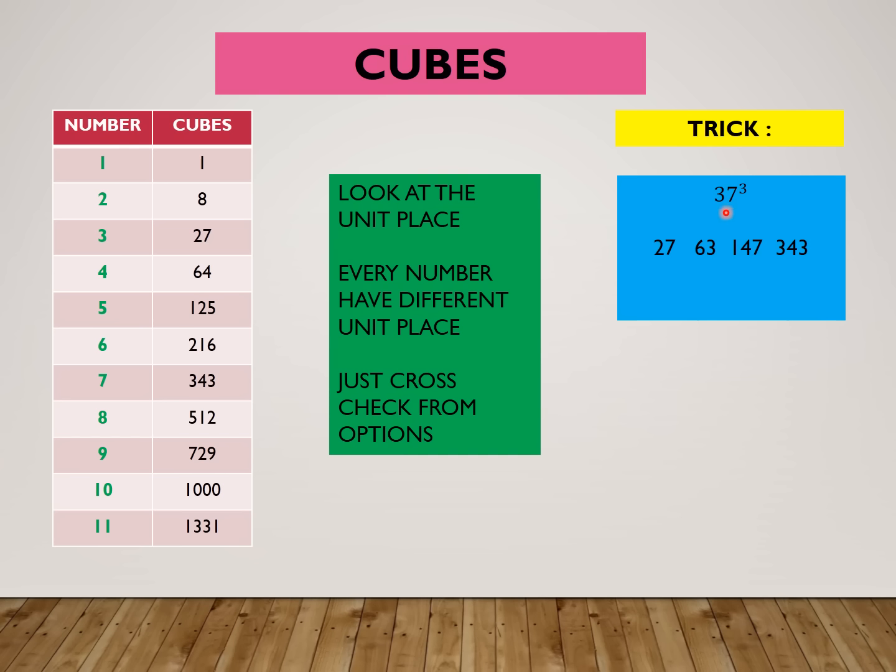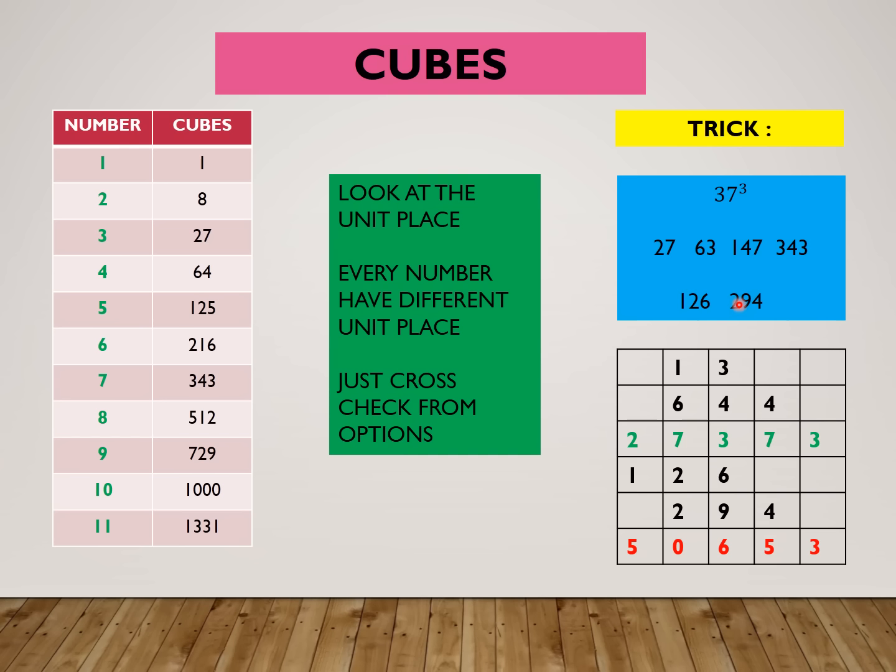Then 3 into 7 square, that is 3 into 49, that is 147, and then we will find 7 cube, that is 343. Now what we will do, we will multiply 63 by 2, so 126, and 147 by 2, that is 294. Now we have to arrange it in the following order.